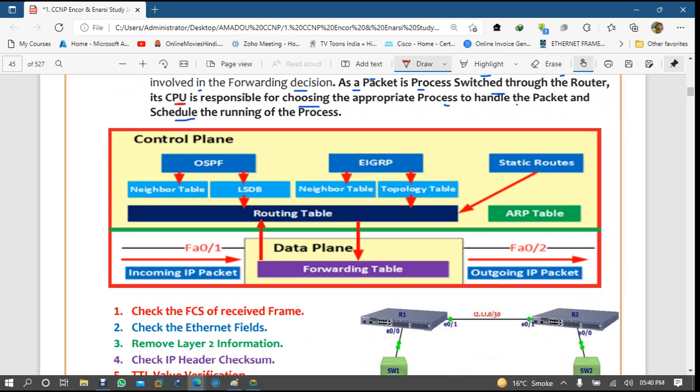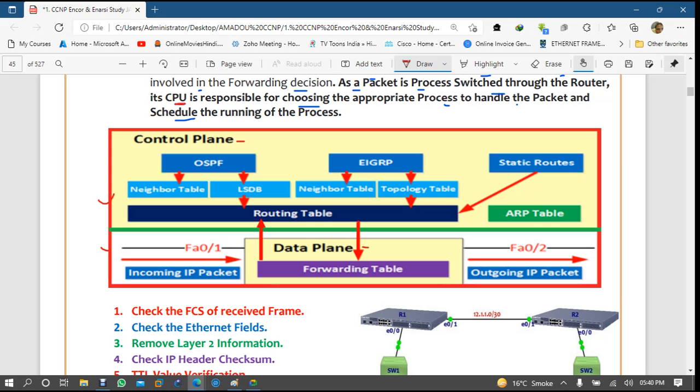When you learn deeper about routing and other things, you will know more about this structure. Normally the processor of Cisco routers is divided into two parts: the data plane and the control plane. Now what is the control plane? The control plane keeps the information about the routing table, meaning if any packet is coming, the routing table knows that yes, it can forward that data.